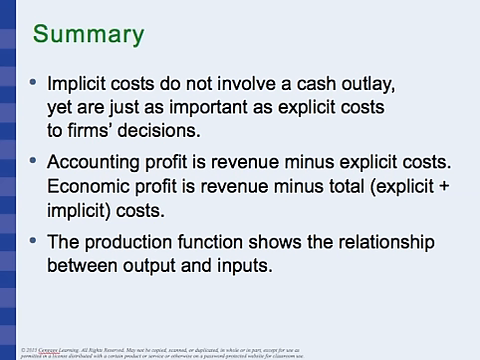So in summary, implicit costs do not involve a cash outlay, yet they are just as important as explicit costs to a firm's decisions. They're essentially opportunity costs. Accounting profit does not account for that. Accounting profit is revenue minus explicit costs only, what you see on a balance sheet, whereas economic profit is revenue minus total cost, which is explicit plus implicit costs, making that decision whether to produce wheat or corn, making that decision to produce cars versus refrigerators. Those decisions are made in boardrooms every day.